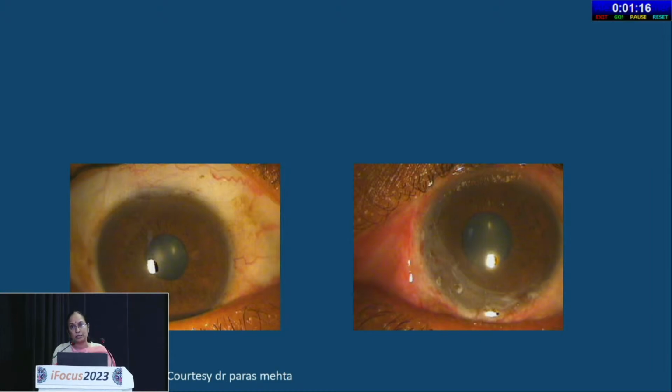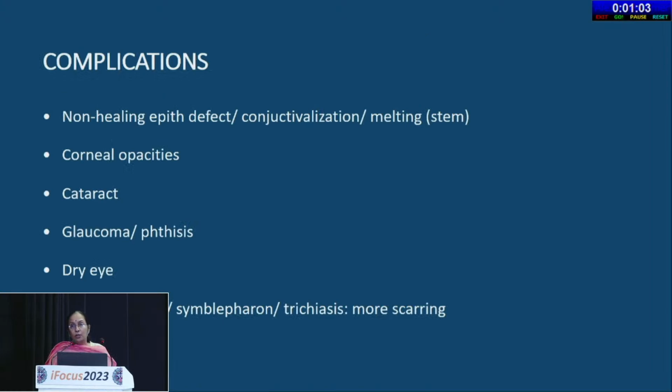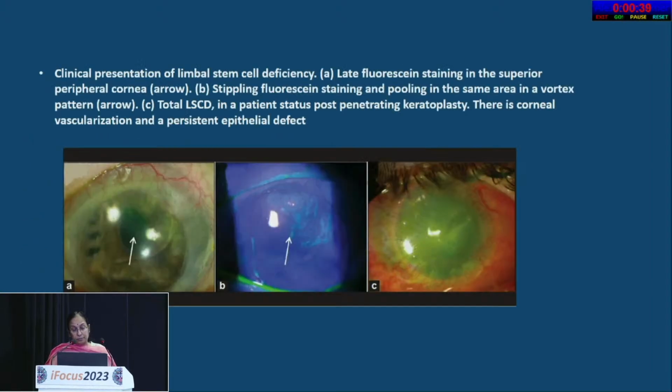And suppose it is autologous, one area is less, you can take it from the other area and put it in the same eye too. Now, PK after SLET, better to do in 2 stages rather than a single stage procedure. Lot of complications can occur in chemical injuries, like a non-healing epithelial defect, corneal opacity, cataract, glaucoma, dry eye, lid malposition, symblepharon, trichiasis, and late rehabilitation. In diffuse stem cell deficiency, you can use keratolimbal allograft, conjunctival limbal autograft, cultured limbal stem cells, large diameter PK, and keratoprosthesis.